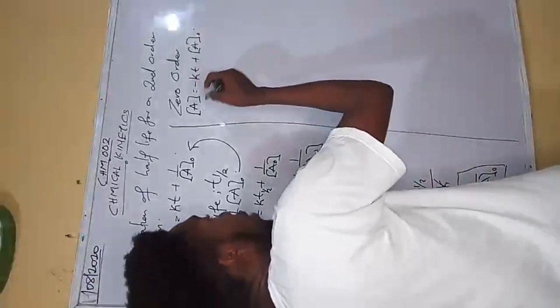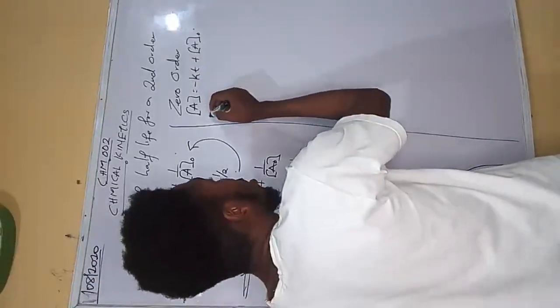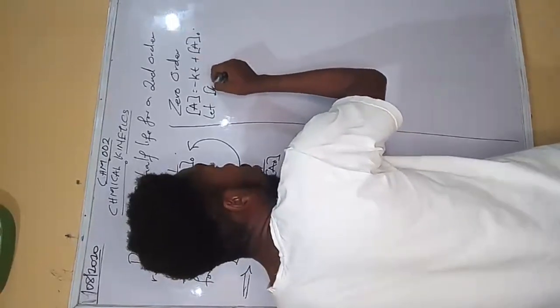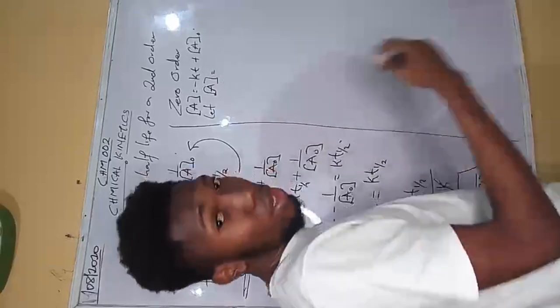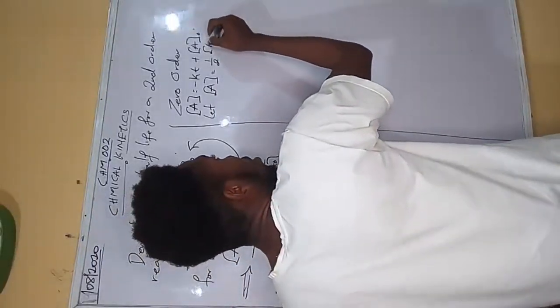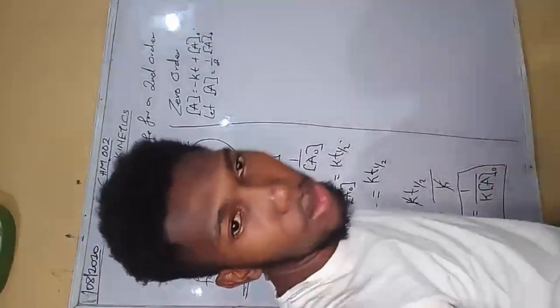So for a zero order reaction, the half-life will become what? You say let [A], that's your final concentration. Since you're talking about half-life, it will be equal to half of your initial concentration, which is [A]0. Okay, so only one person wrote the answer there.